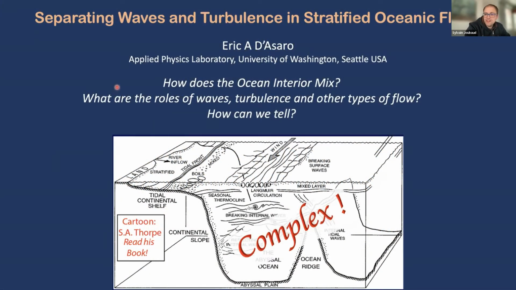So we'll have the last talk of today. This last talk will be given by Eric Dauxois from the University of Washington in the United States, on the west coast of United States, though very early in the morning for him. So we will talk about separating waves and turbulence in stratified oceanic flows. So Eric, the floor is yours.